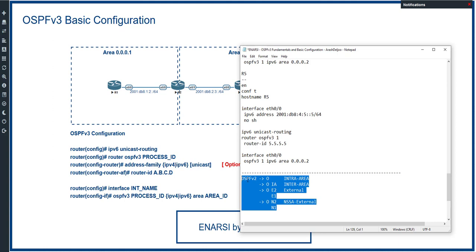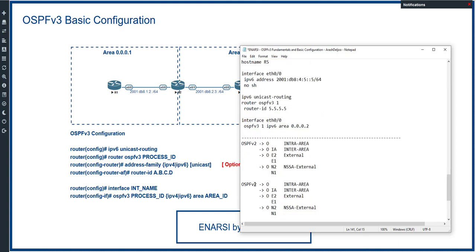In OSPFv3, we have similar codes, but with a little difference. For intra area, we are using the code O for intra area routes. For inter area routes, we are using the code OI, connected to the O. And then about the external routes, we are using OE2 and OE1. About the NSSA external, ON2 and ON1. The concepts are the same, but to save space, we are using OE2 instead of O space E2. That's it. This is the difference.